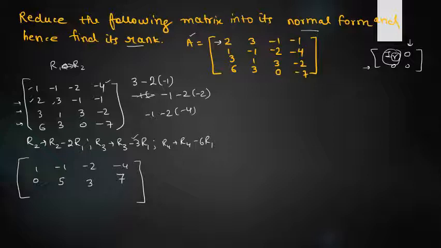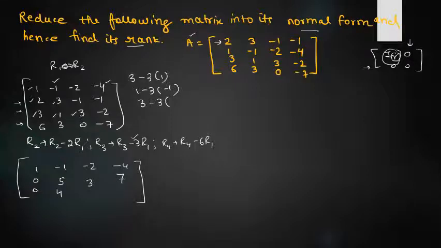Then R3 minus 3R1, right? So if we do R3 minus 3R1, R3 is this one, 3 minus 3 times 1, so 0. Then 1 minus 3 times minus 1, that is 1 plus 3, which is 4. Then R3 minus 3R1 is minus 2, so 3 plus 6 is 9. Then minus 2 plus 12, 10, right?